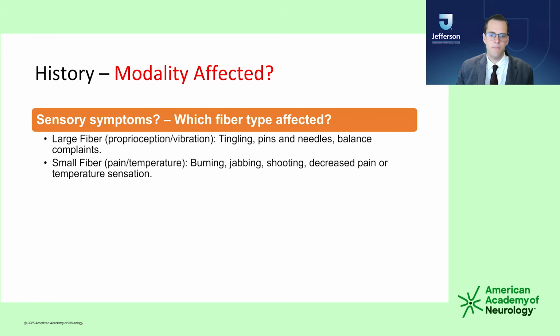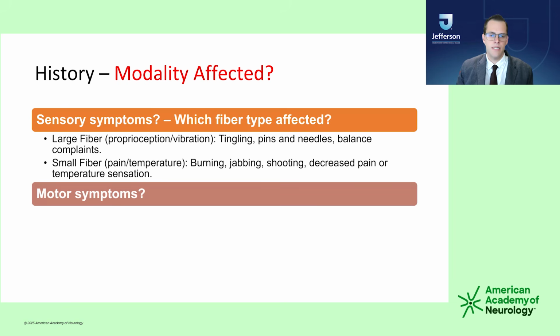Patients may say they have tingling, pins and needles, or balance complaints. For small fiber, which control pain and temperature, patients may say burning, jabbing, shooting, or they may even have decreased pain or temperature sensation. But sensory symptoms are subjective, so there is some overlap between these two in the ways patients will describe them.